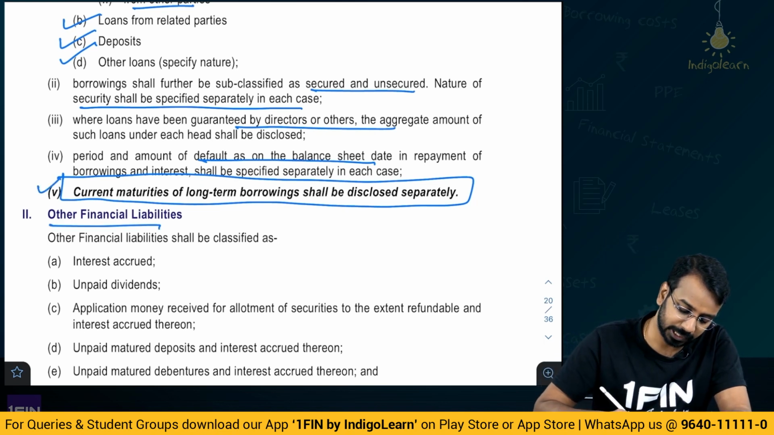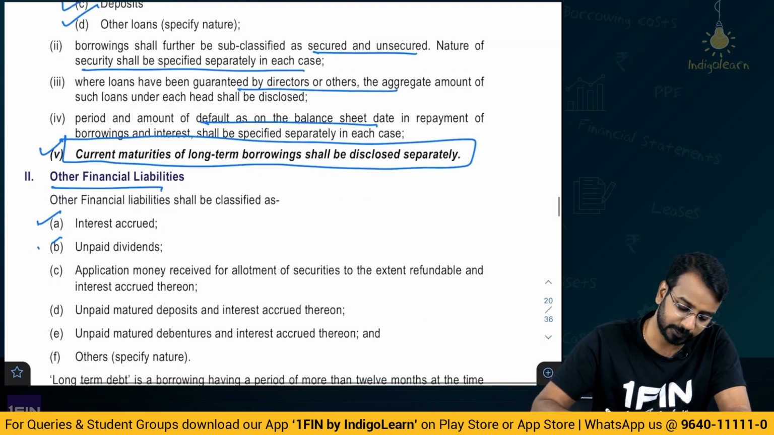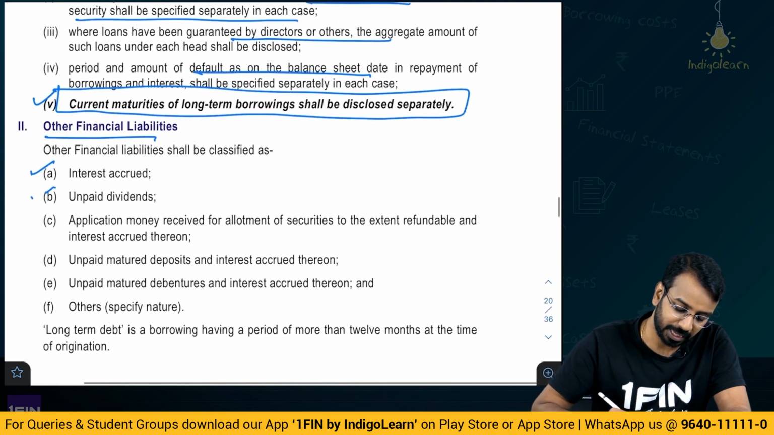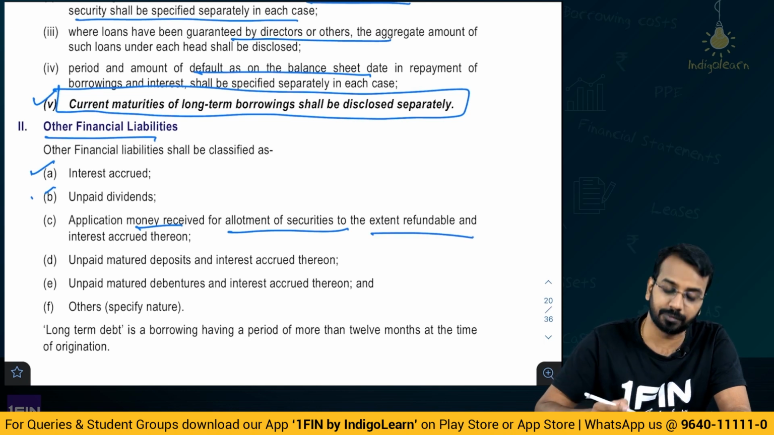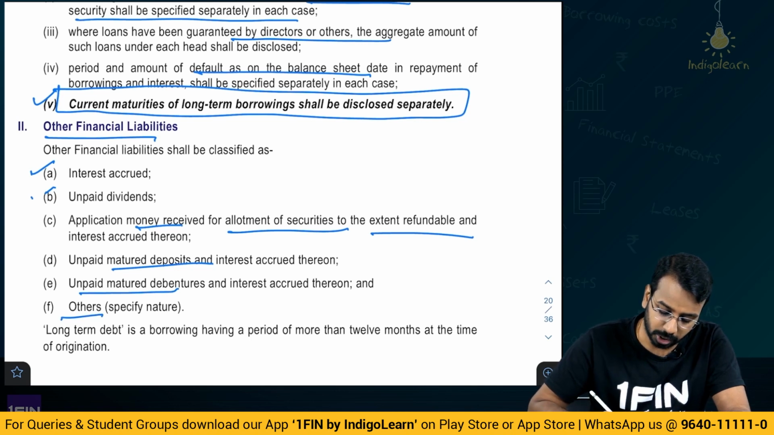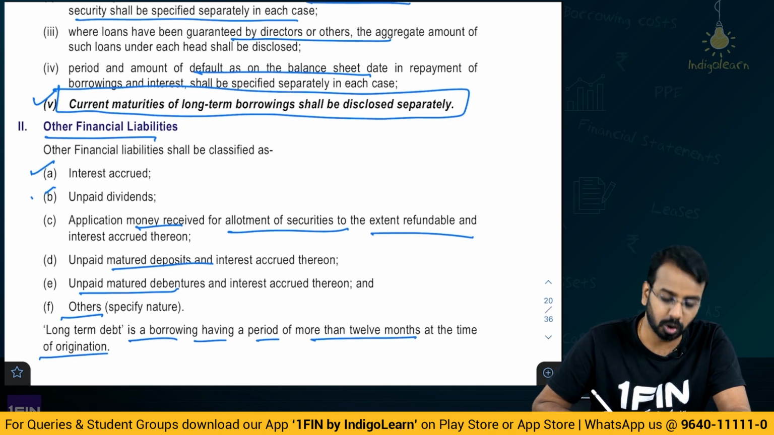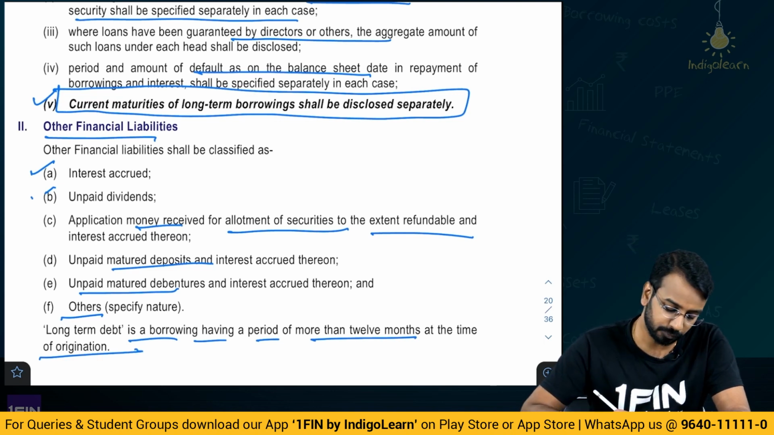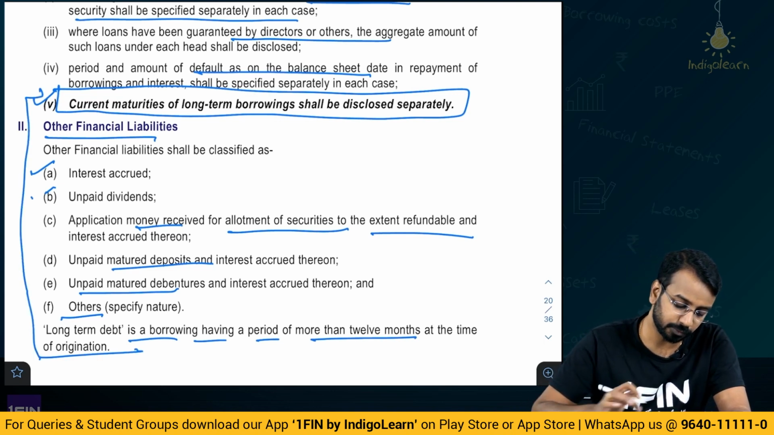Other financial liabilities like interest, unpaid dividends, application money received for allotment of securities to the extent refundable if you have to refund, unpaid mature deposits, unpaid mature debentures and interest, others. Long-term borrowing is a borrowing having a period of more than 12 months at the time of origination. That is the definition of long-term borrowing for the purpose of this.